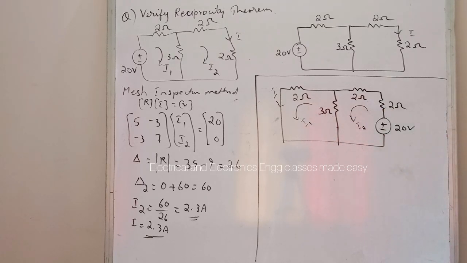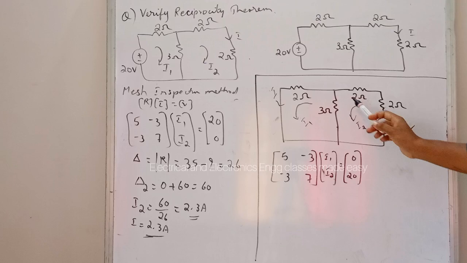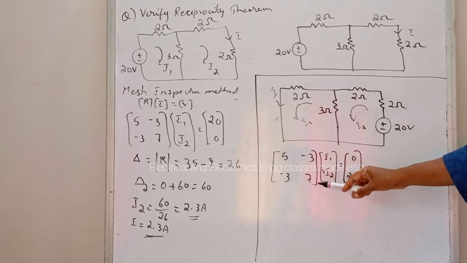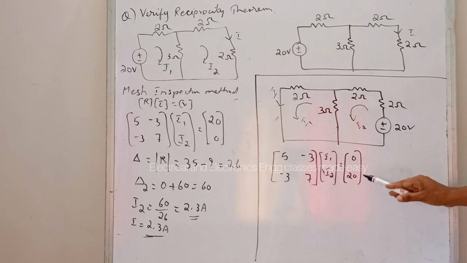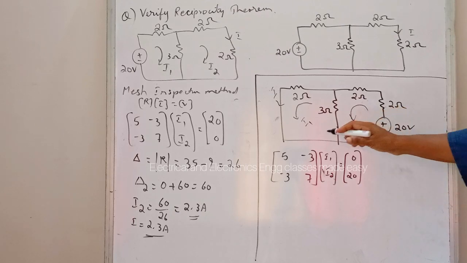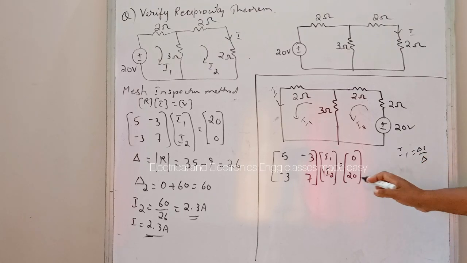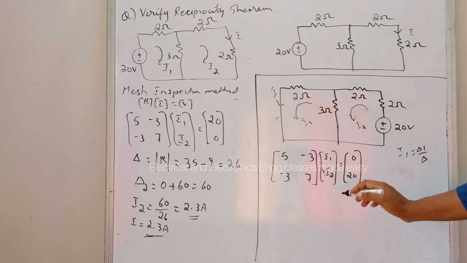Now by inspection method we can write, the self resistance is 5, then here the mutual resistance is -3, then here the self resistance is 7, I1, I2 equal to, here the voltage source is 0, then 20. Now we can find the value of I1. So I1 is equal to delta 1 divided by delta. For that, find delta. Delta is the same as before, that is 26.